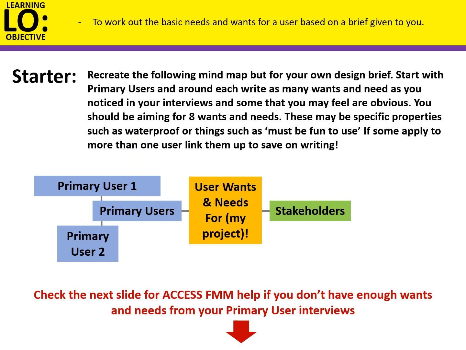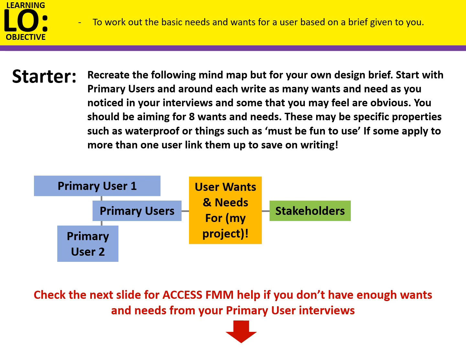So what I want you to do to start is to recreate the following mind map. So in the middle, putting user wants and needs for insert your project here, and off to one side putting your primary users. I want you to do this for your own design brief, and around those primary users I want you to write as many wants and needs as you noticed during your interviews, and any that you might feel are obvious. So you should be aiming for at least 8 wants and needs.